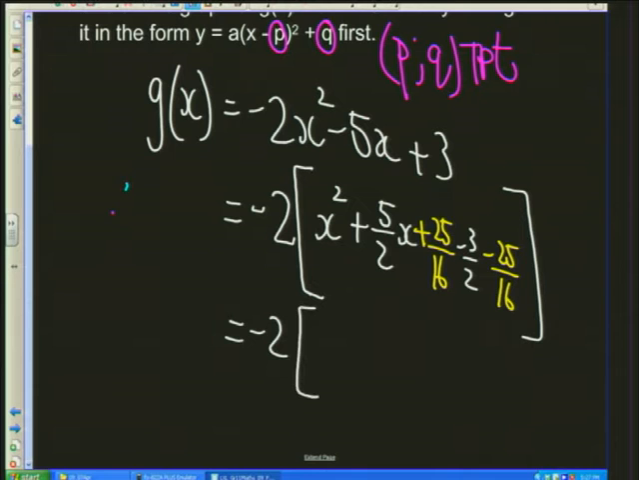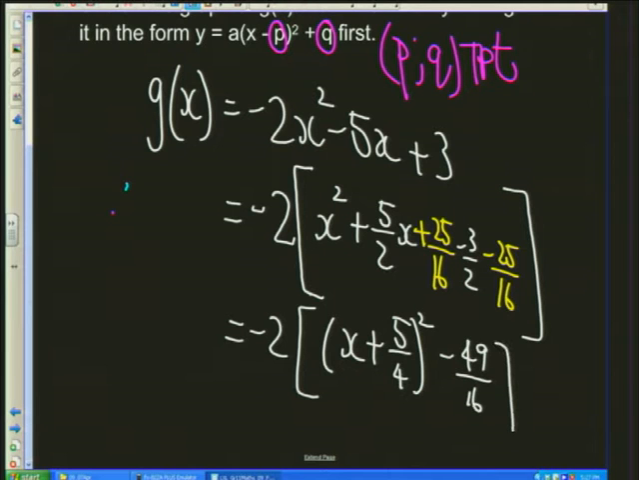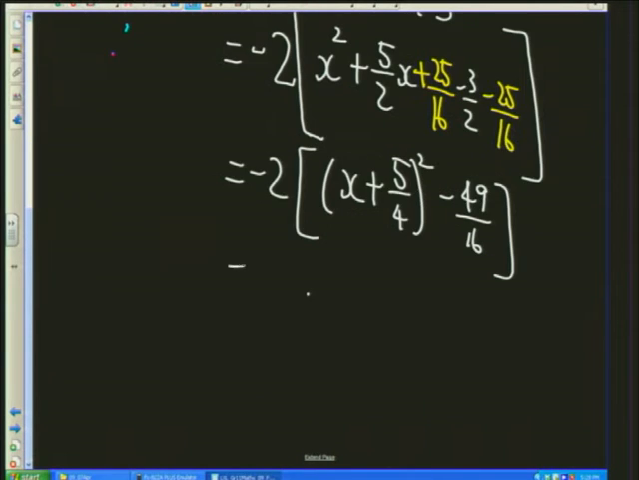So now I get an x plus 5 over 4 squared. And that's times 8. So that's minus 24 minus 25. So that's minus 49 over 16. So I've been able to complete the square by just factorizing it first, because this expression was not ready for completing of the square.